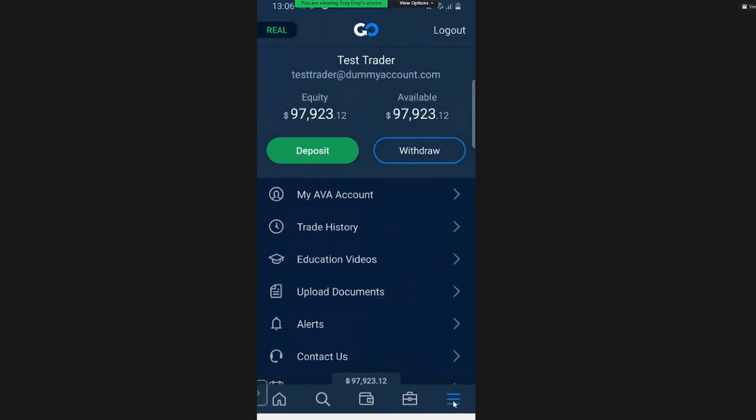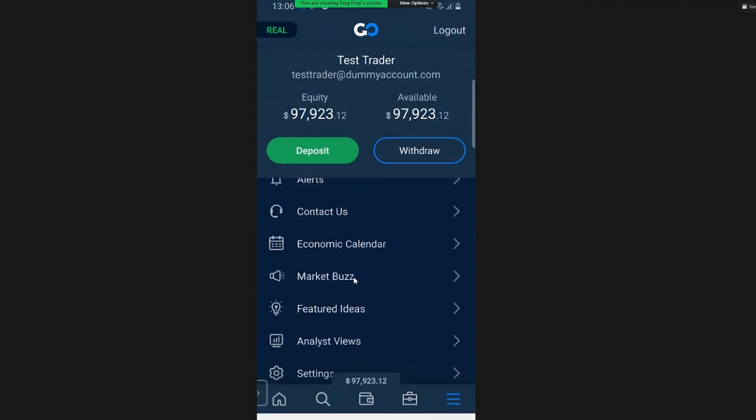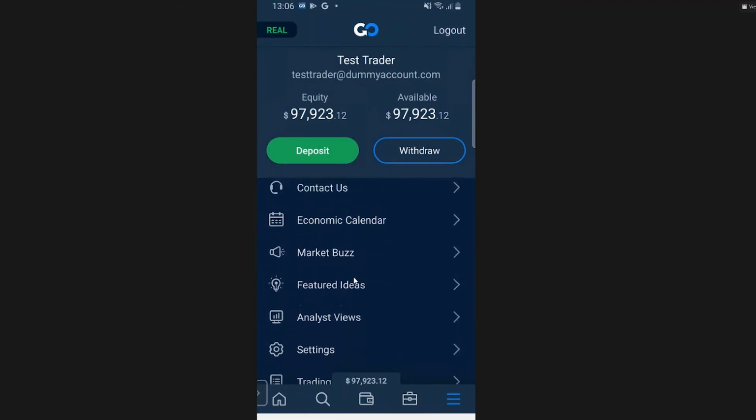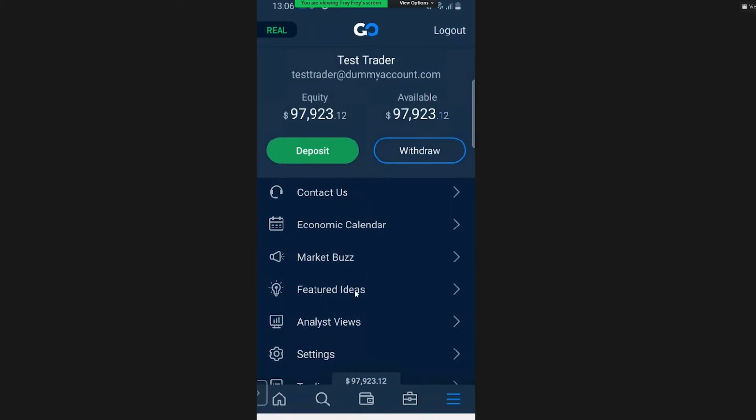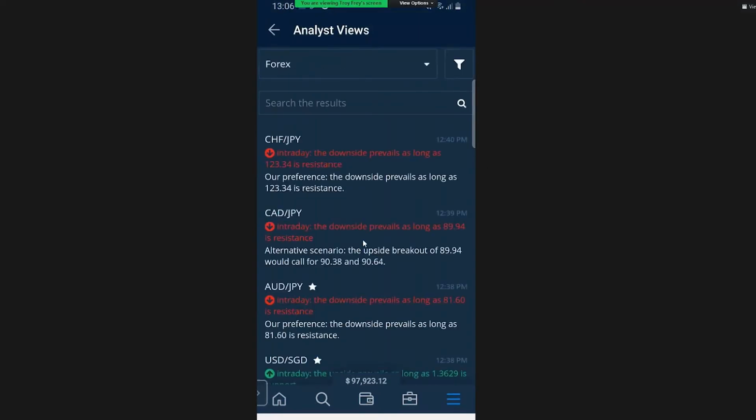lower right, the 3 lines, scroll on the options, and if you come down and look at either featured ideas or analyst views, you will see free signals, free technical analysis done for you. And here they are, time-stamped as they came in. And even if the time has passed several hours, it doesn't mean the signal's not still good.